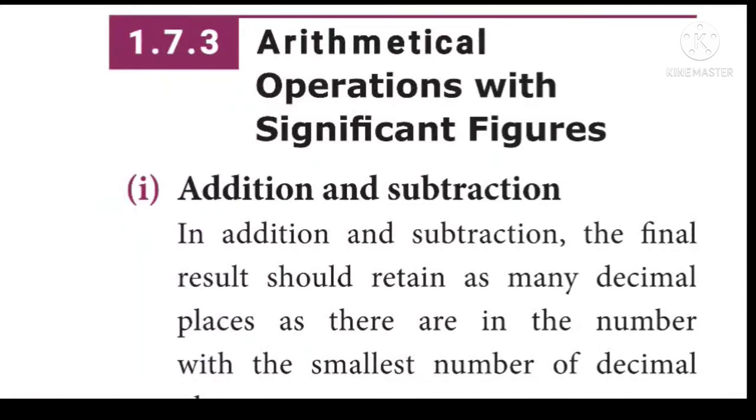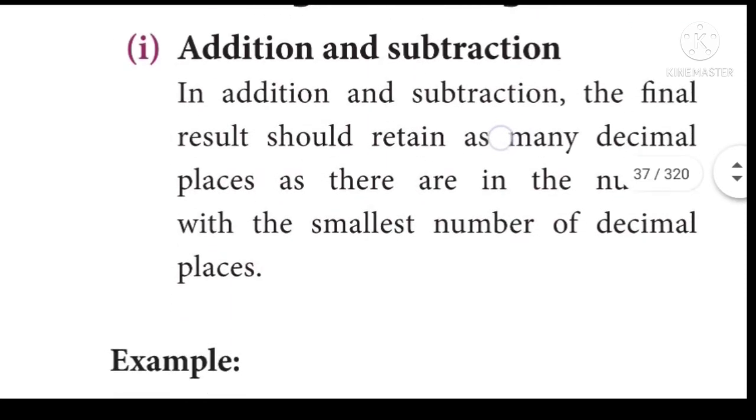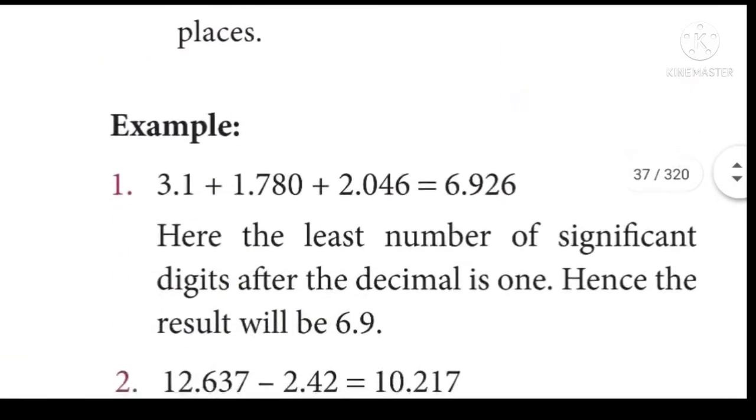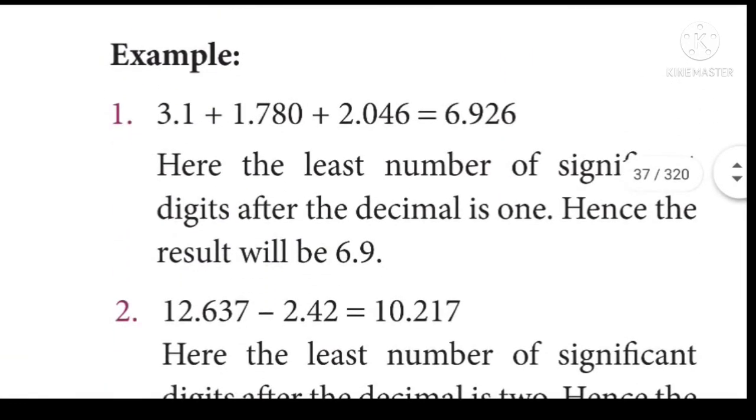Next, we are going to see the arithmetical operations with significant figures. First one, addition and subtraction. In the case of addition and subtraction, the final result should retain as many decimal places as there are in the number with the smallest number of decimal places. See the example, 3.1 plus 1.780 plus 2.046 is equal to 6.926.